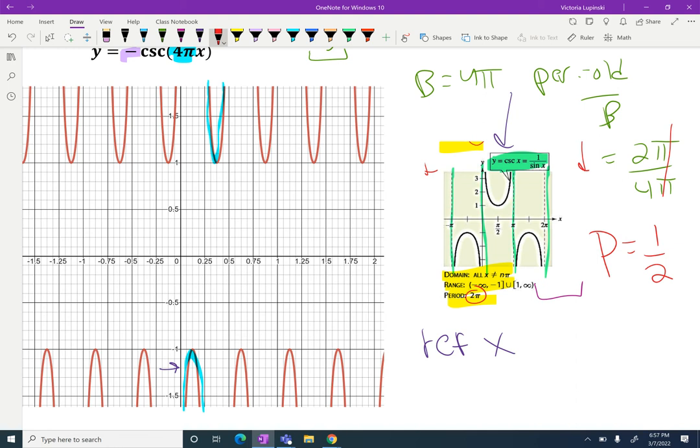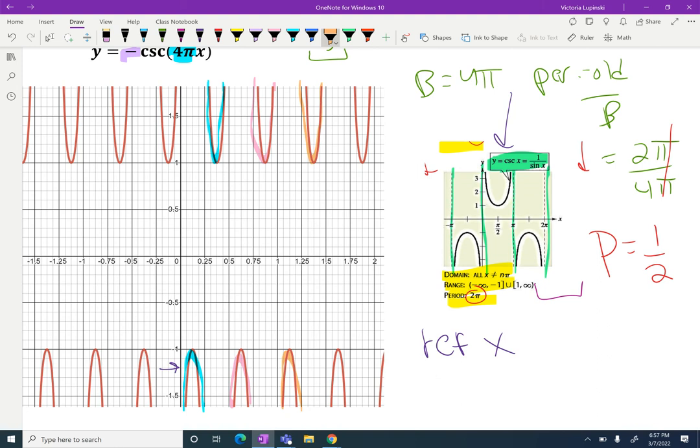So again, the fact that that's the period means that from 0 to a half, you should have one full up-down motion, or again, in this case, down-up motion. Here is your second cycle between a half and 1. Here is your third cycle between 1 and 1.5. So again, the period is the length of one full cycle.